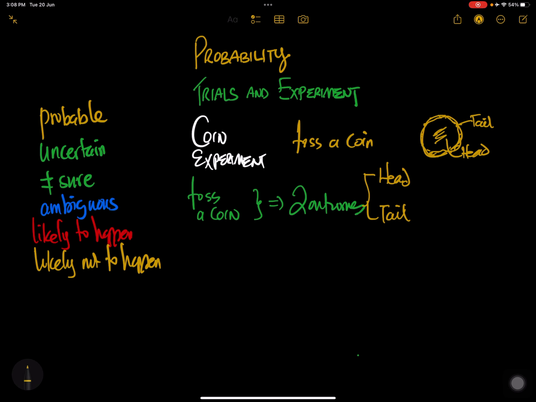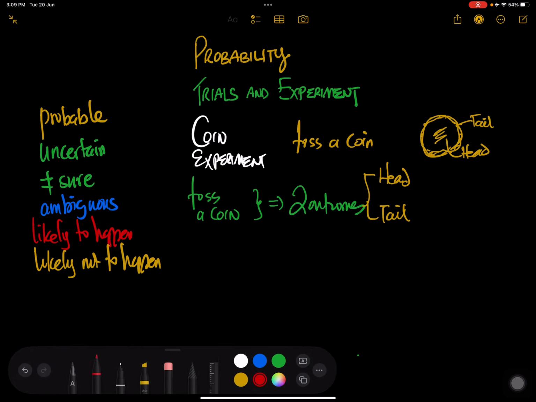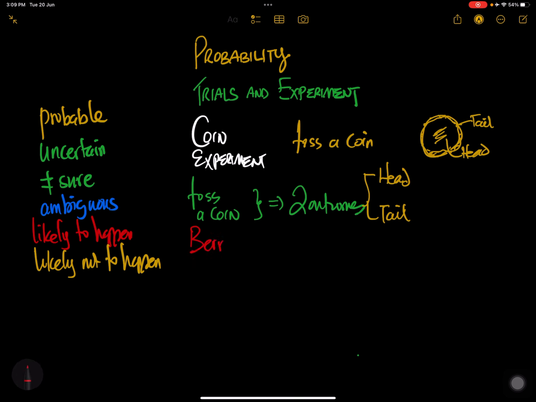Now, anytime in probability you have a trial or an experiment and you only have two outcomes, it's known as a Bernoulli trial, or the Bernoulli experiment, or the Bernoulli distribution. So I've used the term a Bernoulli trial or experiment or distribution. It only works when you have two outcomes.